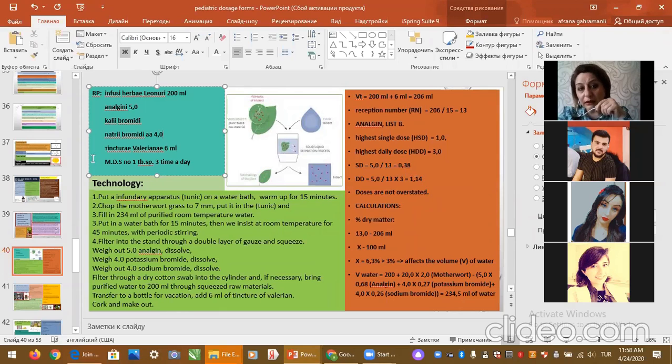In 1 tablespoon, every time, for 1 using time, we use only 0.38 of analginum. But totally in the day, we use 1.14 gram of analginum because we must multiply 0.38 by 3, since the signature says by 1 tablespoon 3 times a day. If it were written 4 times a day, we must multiply by 4. Okay.